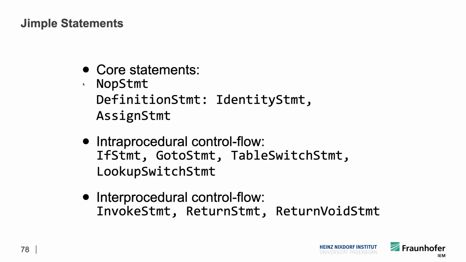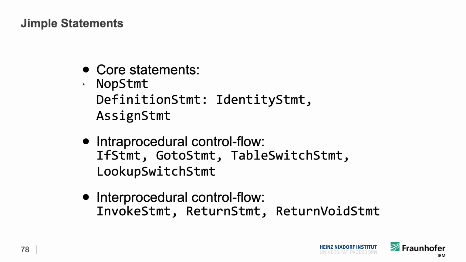Then you can also have definition statements, and they can have two kinds. So you can have a so-called identity statement, and that is the kind of statement we saw that is assigning these @ expressions. So it's assigning the this value, for instance, but it can also be assigning a parameter value to a local variable. If you are assigning something else to a local variable, then this is done using a regular assign statement.